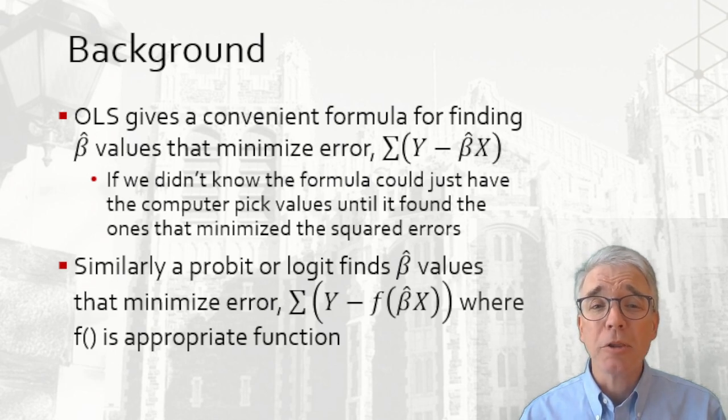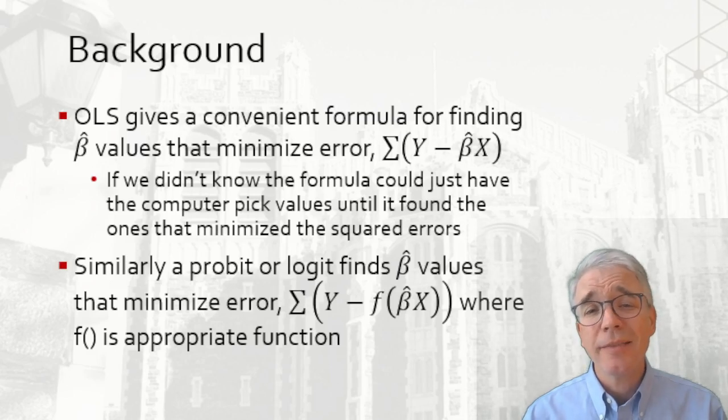Similarly, probit or logit is going to find some values of beta that minimize that new error term, which is y minus the function of beta x, where that function f is either the logit function or probit. There are other estimators possible. Use a different function there, too, for f. Whatever the function, have the computer find a beta value that minimizes that error.